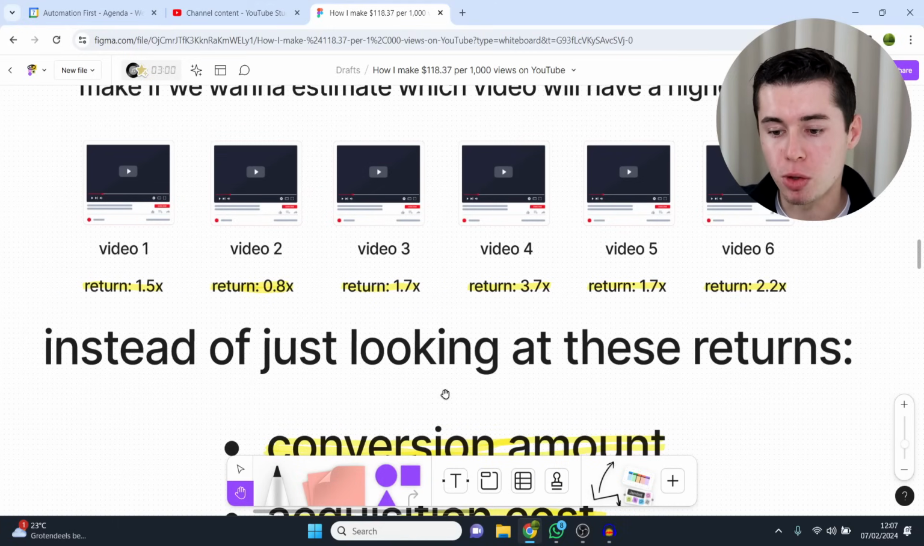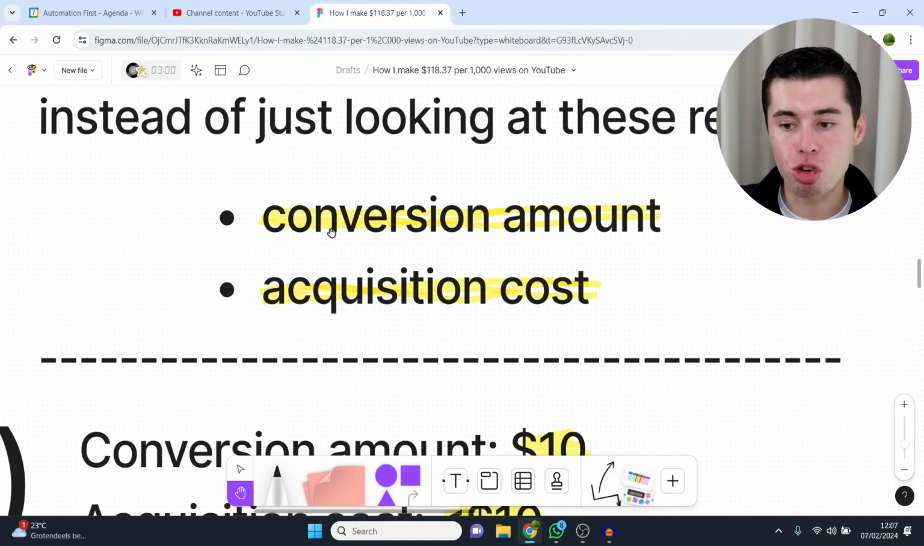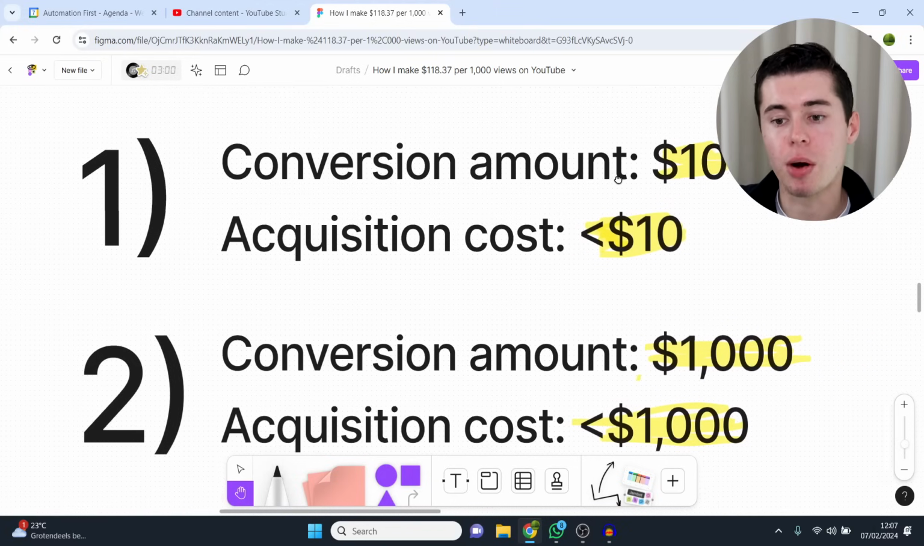Instead of just looking at the returns right here, we should look at the conversion amount, so how much the advertiser makes for a sale that they get, as well as the acquisition cost, so how much money they need to spend in order to get one conversion. So let's take a look at these two scenarios right here.